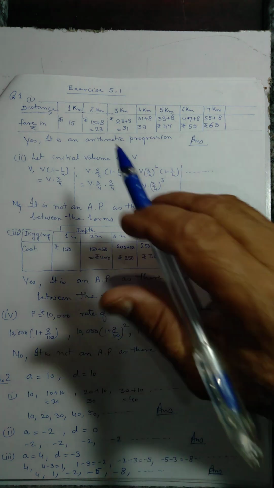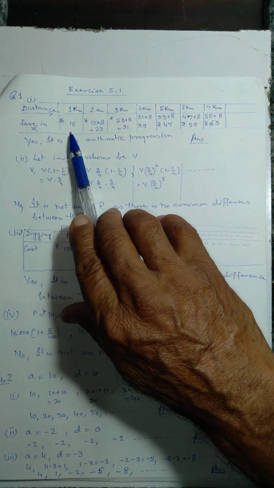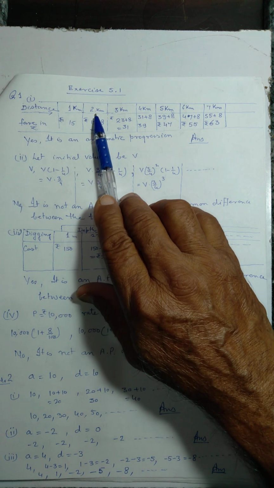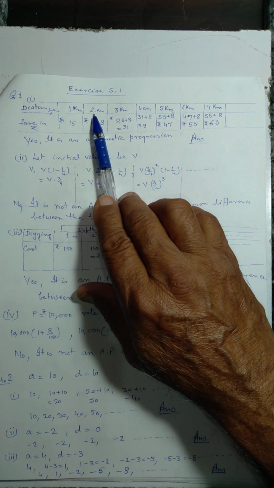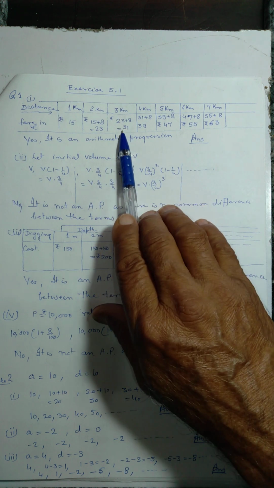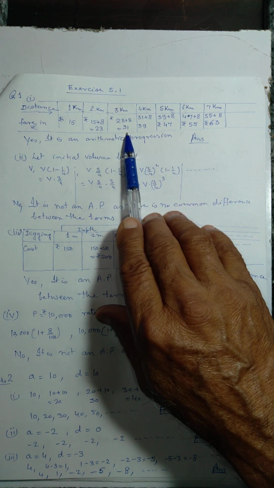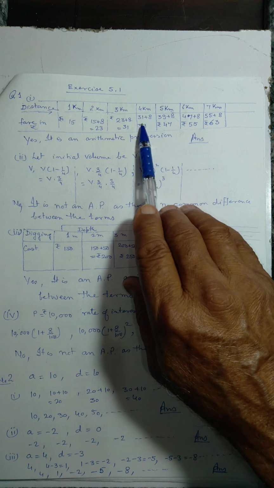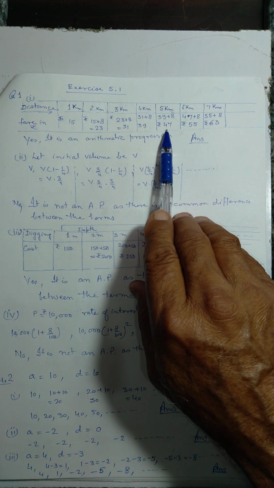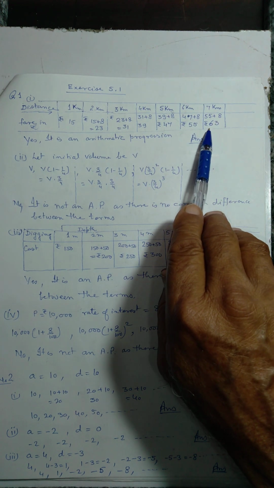You see, the distance is given. First part: for 1 kilometer, the fare is 15 rupees. For 2 kilometers, 15 plus 8, 23. For 3 kilometers, 23 plus 8, that is 31 rupees. For 4 kilometers, the fare is 39 rupees. For 5 kilometers, 47. For 6 kilometers, 55.